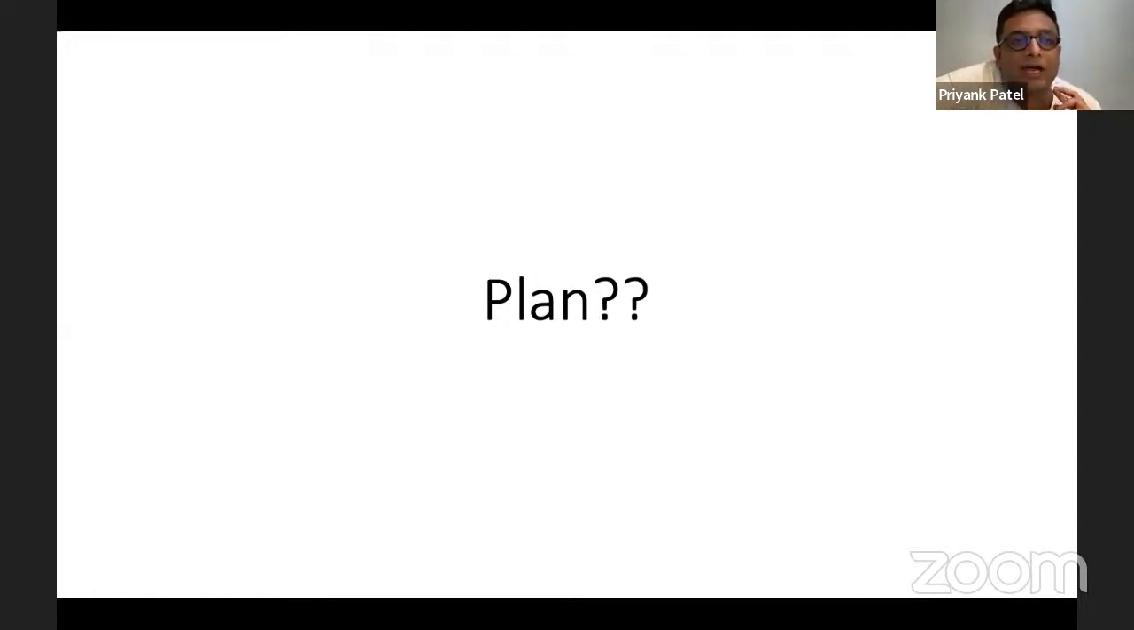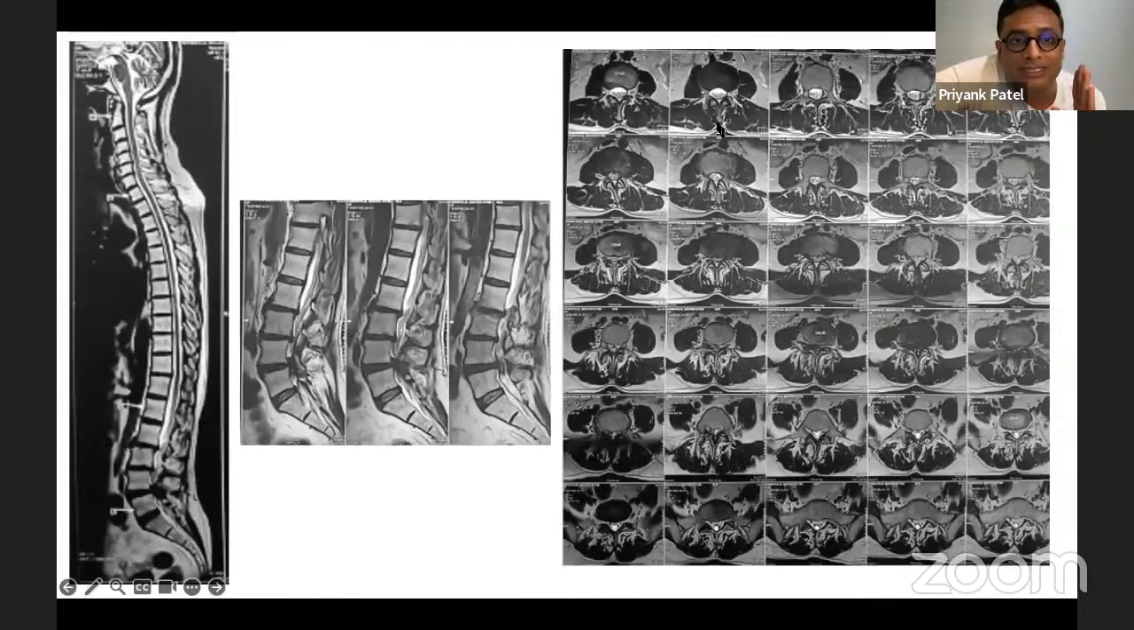Tosif, let's have the actual cuts here. So, guys, how do you decide which levels to fuse? Start going from down above and see the actual cut at L5S1. Don't see any other levels. Just see L5S1.